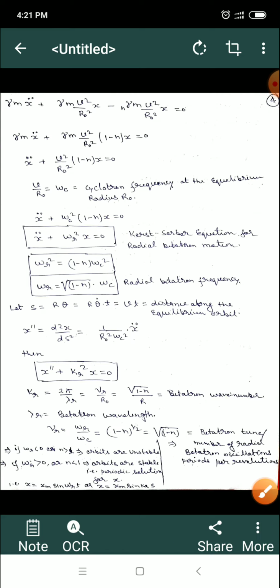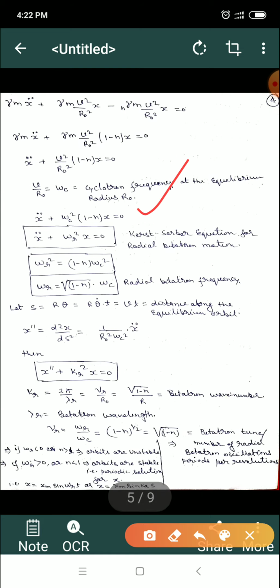So we can write this equation. The above equation is the Kerst-Serber equation, which is time dependent. Now we'll try to write this equation as trajectory dependent. So we can write x double prime, the derivative with respect to the distance along the equilibrium orbit. Earlier we took z, but because the charged particle is moving in the median plane, z is equal to 0. That is why we define the quantity s.